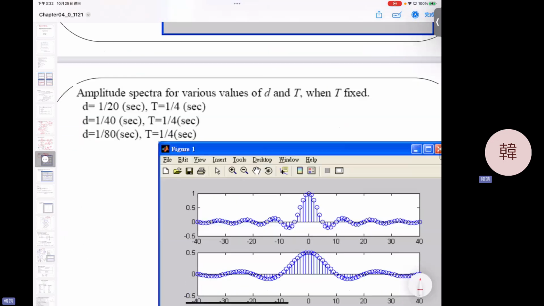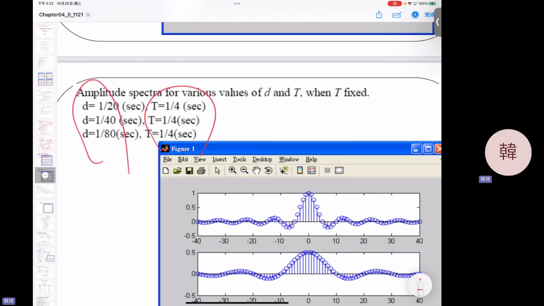Okay, so now let's change to here. We have the same T, but different rectangular pulse. The T is different. So what's the result? Can you expect? We have 2 different parameters, and we fix one parameter and change the other one in 3 different cases.